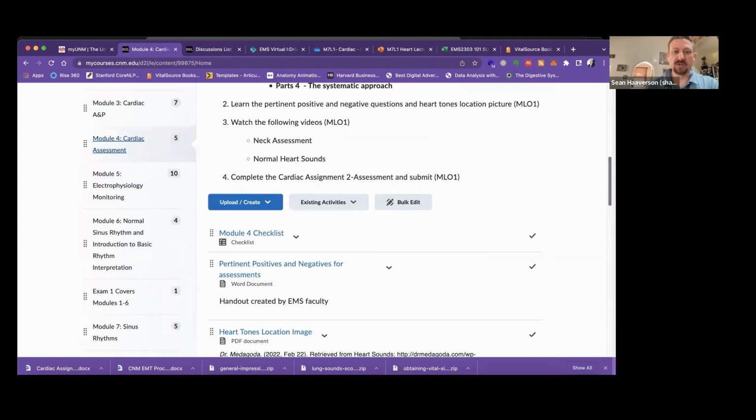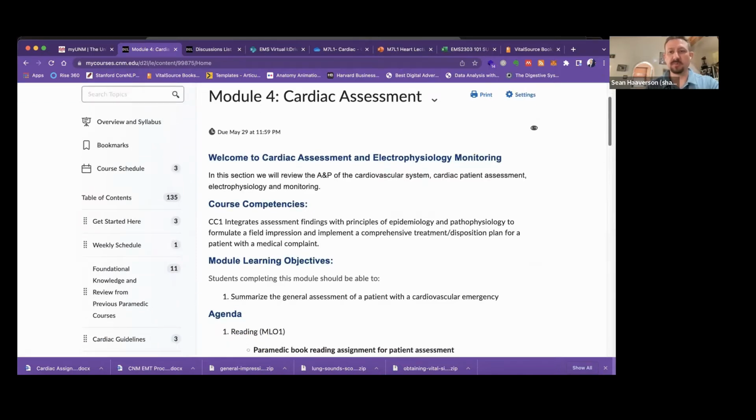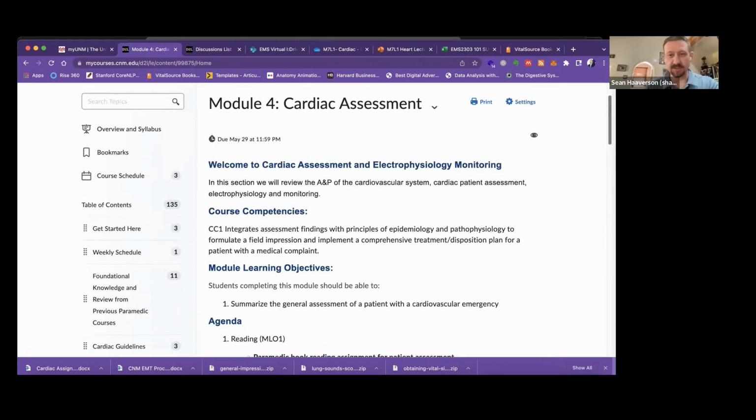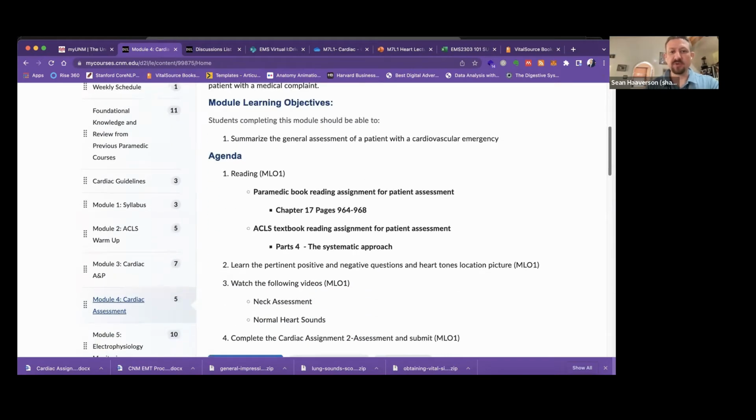All right, great. So here's our cardiac assessment page, mostly as it will be assigned to you as you would see it for the most part, although it's my view. All right, so we've got some reading here. Notice the reading right now is from the ACLS book and the paramedic textbook. There's a little bit of anatomy in there, but it's mostly about patient assessment for cardiac.